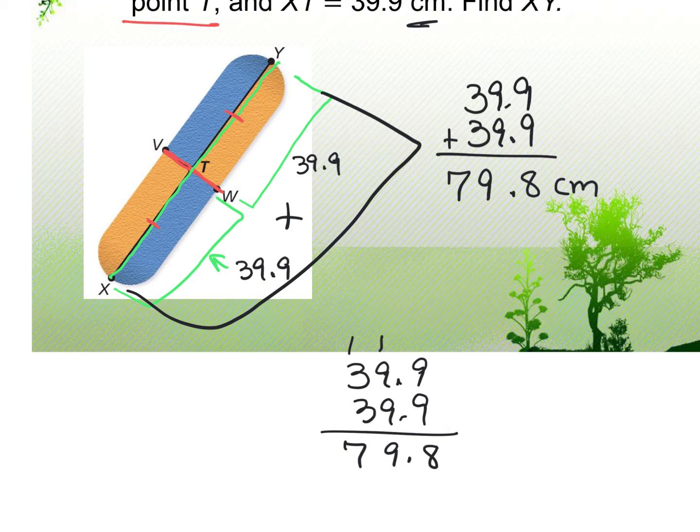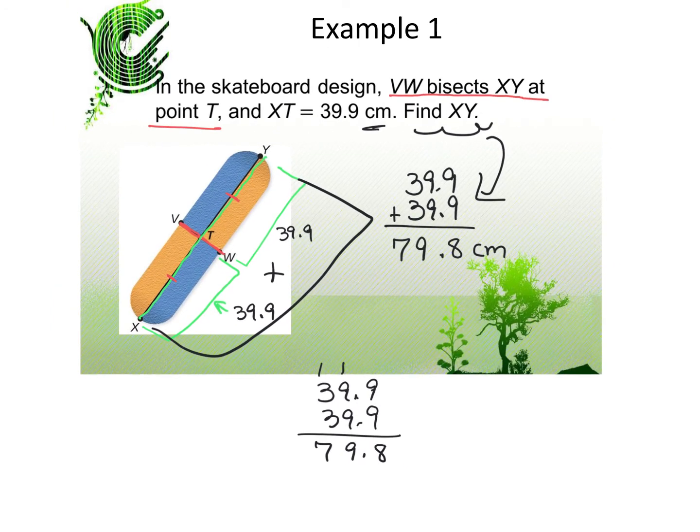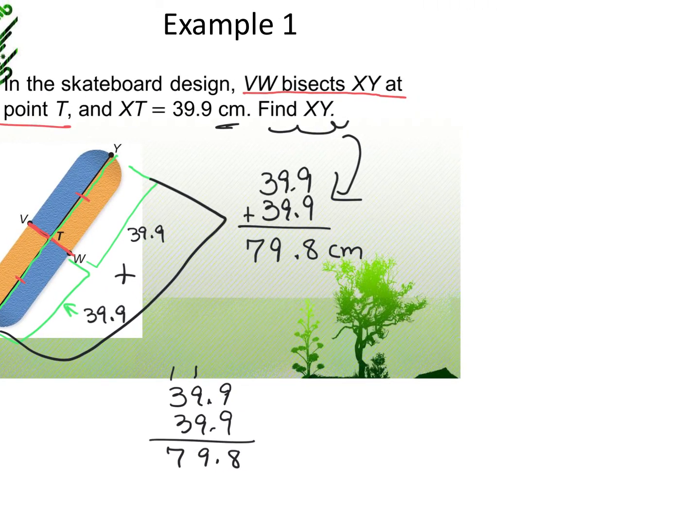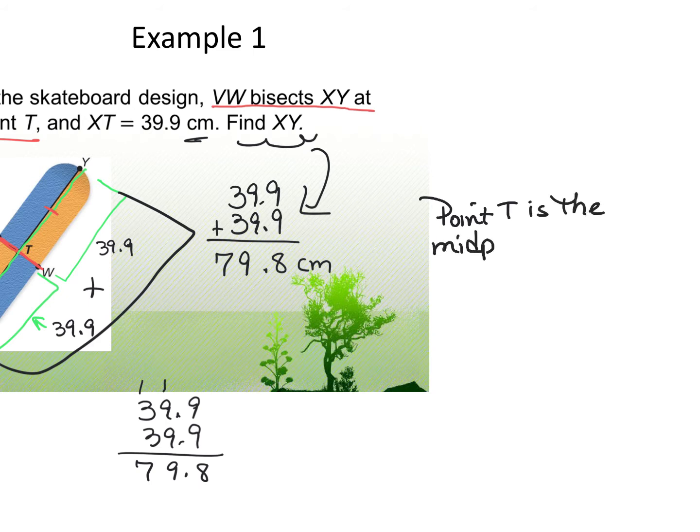Now, just to give you a little preview of how this problem might be a proof, I'll show you what's going to start to come. If this is just a word problem, and they ask you to find XY, this is all you would have to do. But if they ask you to justify what you're doing, this is how the proofs are going to start to be set up. The first thing you would do in your proof is state what's given. You would state that point T is the midpoint of XY.